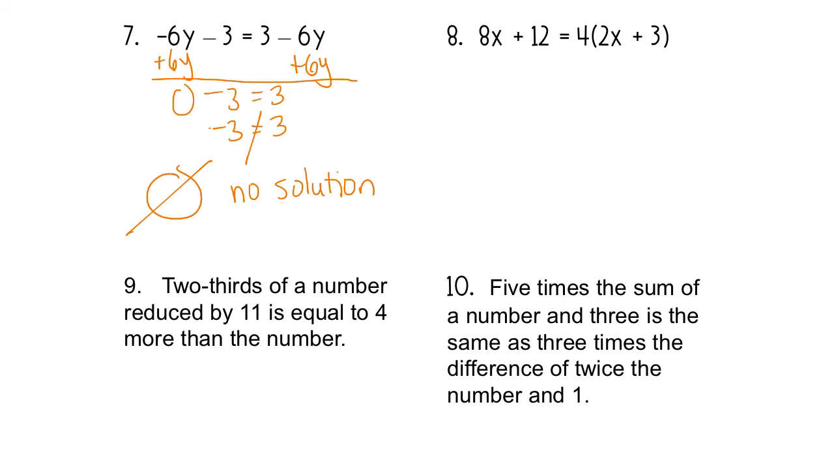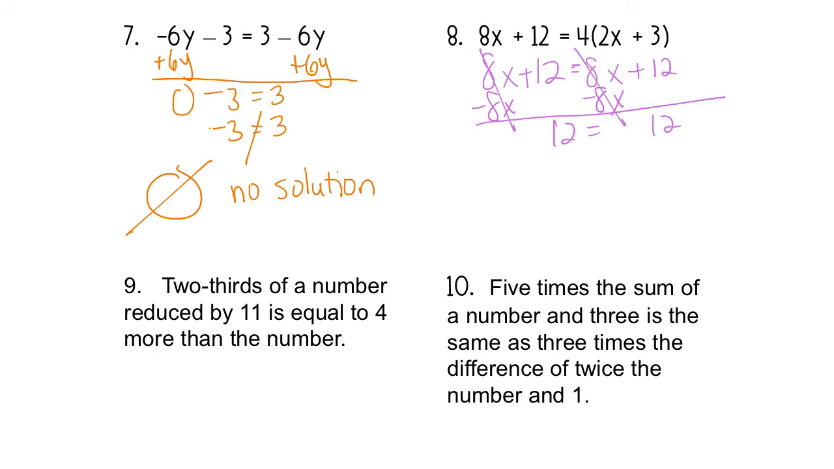Let's try another one. Looks like the left side is already distributed. I got to distribute the right side though, and that's 8x plus 12. Let's get our x's together. We'll subtract 8x from each side. Those cancel. 12 equals 12. Does 12 equal 12? Let's keep going. We'll subtract 12 from each side. And I get 0 equals 0. Is that true? It sure is.